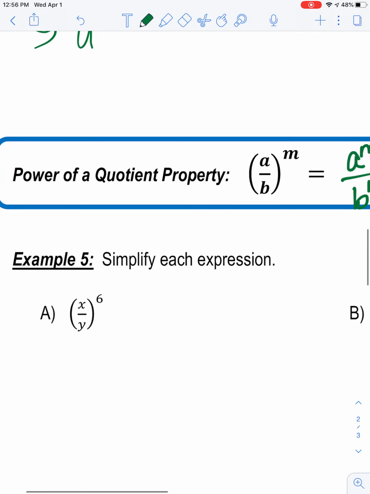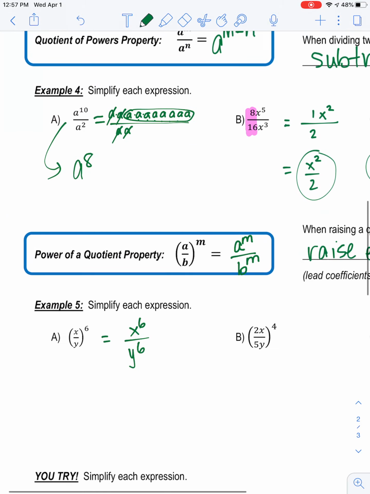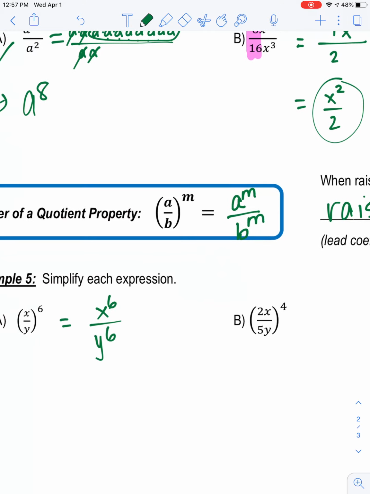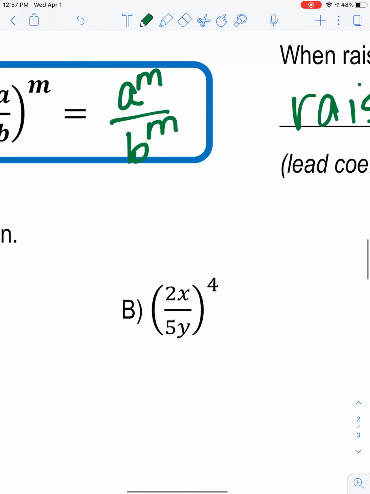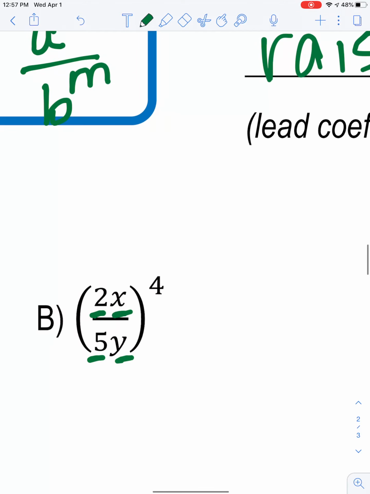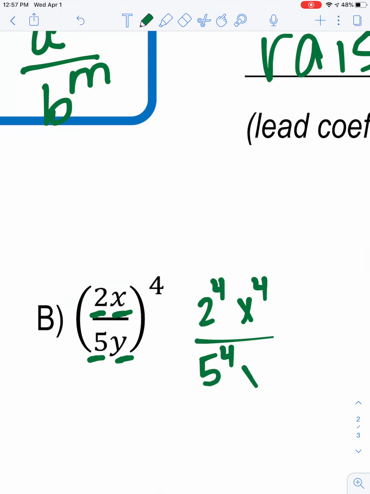So here I have a base of x and a base of y. So the x has to be raised to the 6th in the numerator, and in the denominator the y is also raised to the 6th power. And that's it. Now in this next one, there's actually 4 bases. There's the 2, the x, the 5, and the y. So I have to take 2 to the 4th and x to the 4th, and in the denominator, 5 to the 4th and y to the 4th.